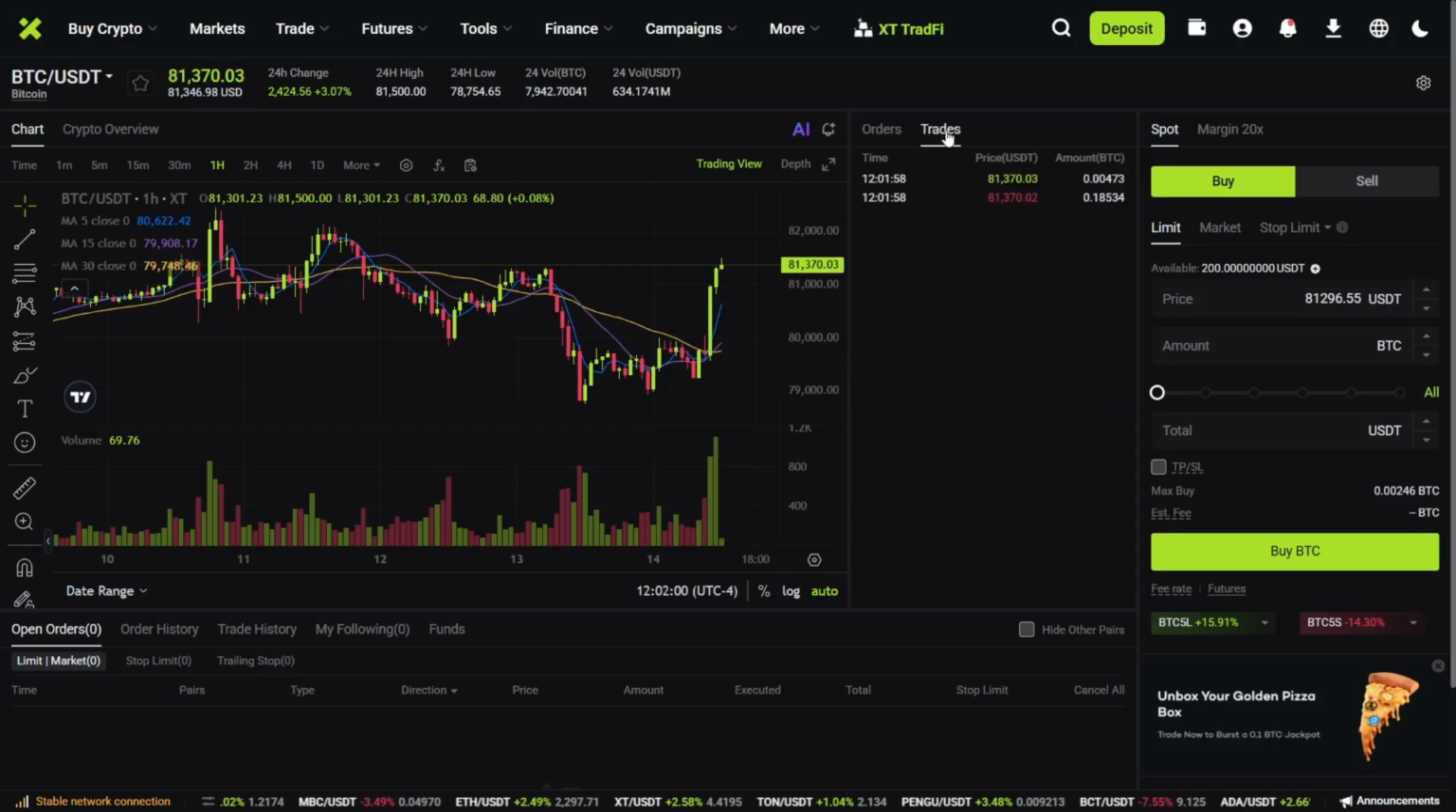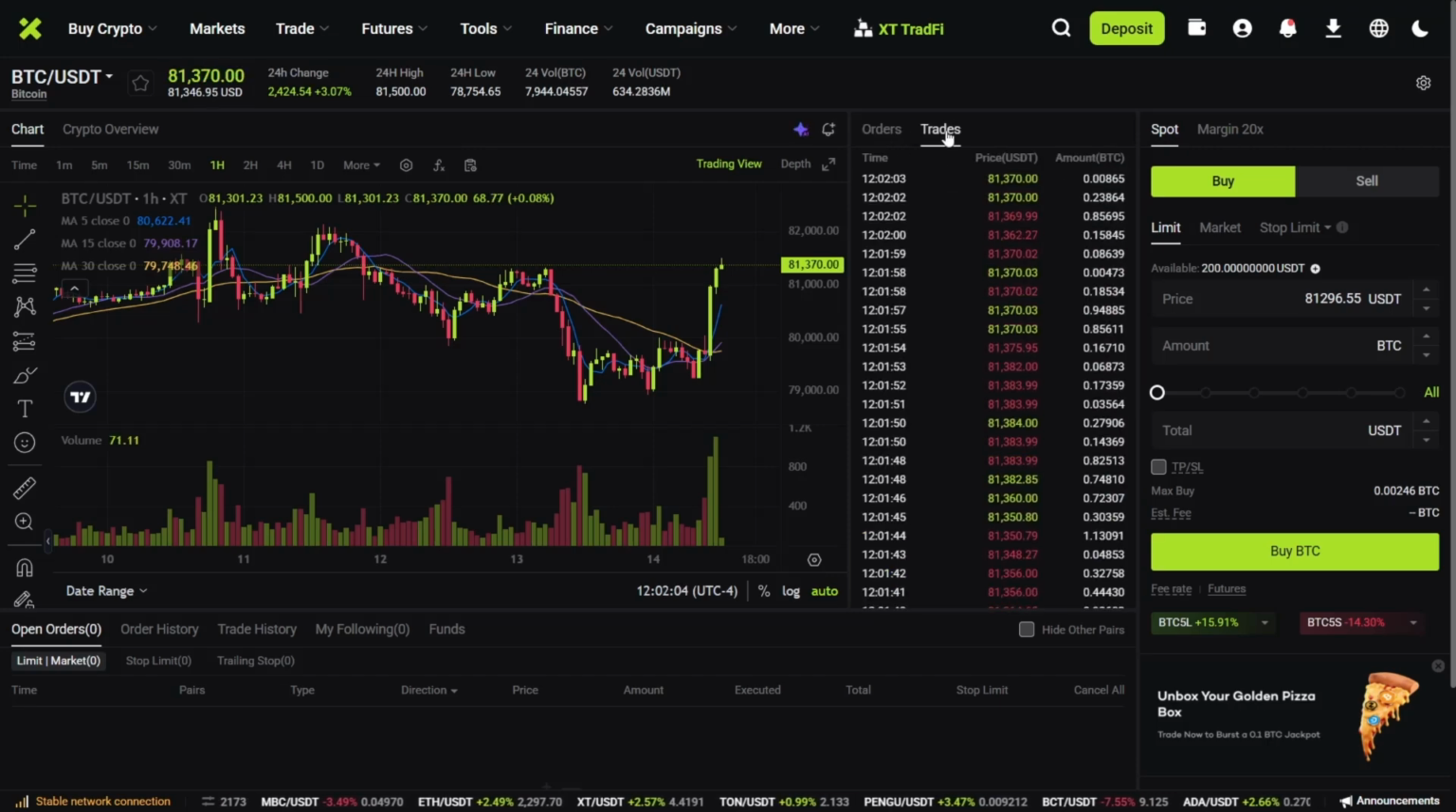To the right of orders, we can see trades. The trades section shows the trades that are happening in real time. You can see the price, amount, and time of each trade. This helps you quickly see where people are buying and selling right now and how active the market is.